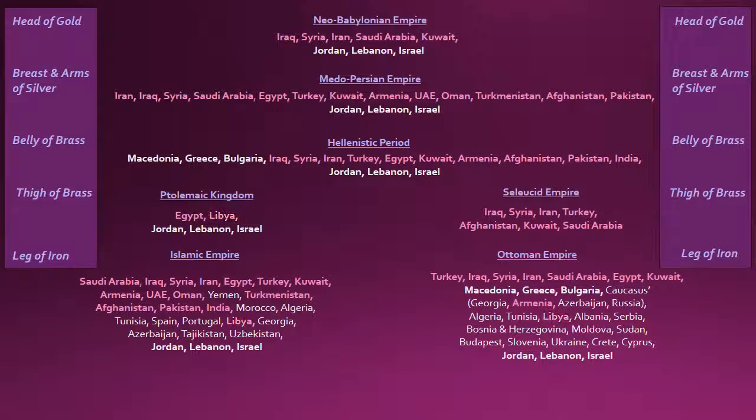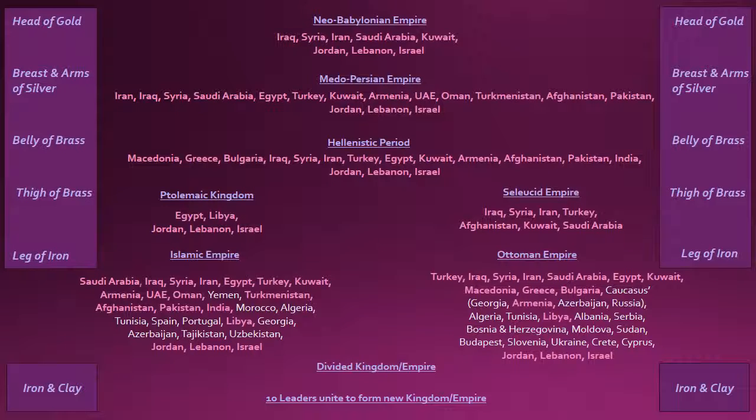We can check the countries of the previous empires against the countries in the Islamic and the Ottoman empires, and all the countries are accounted for. This takes us up to the feet, where the Ottoman Empire was divided up in 1922 until the present time. Then there are 10 toes which show the future empire that we are looking for.